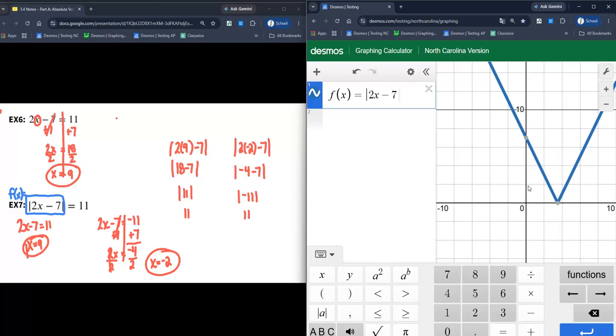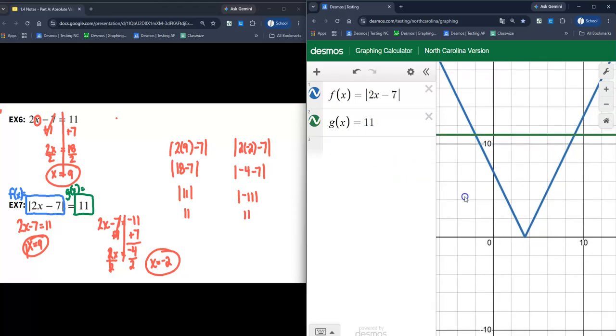Absolute value graphs look like a V. We're going to talk about those and what the graphs do later, but for right now, we just see that it pops up. Then we are going to take the other side of the equal sign, the 11, and call it g of x. It doesn't really matter what letters you use there. It doesn't have to be an F and G. I just usually use that because it's pretty standard.